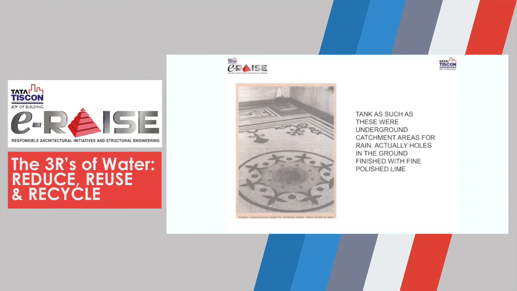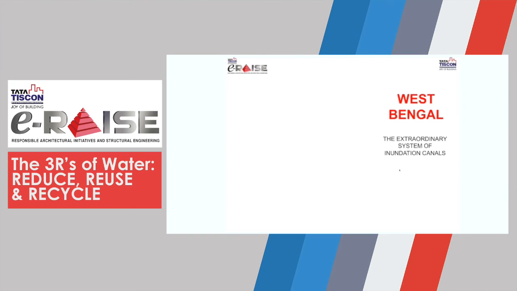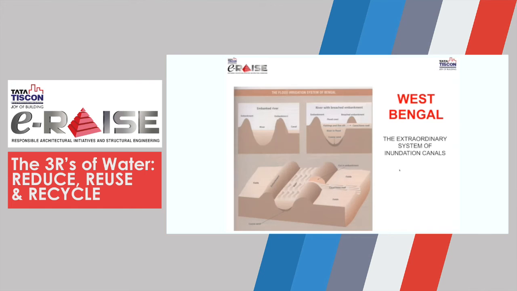These tankas or tanks were underground tankas which were really catchment areas for rain. So whatever little rain they got, they saved it. And in these holes, which were finished with polished lime to keep them clean. And what about West Bengal? West Bengal had so much water, yet they also had their own systems of rainwater harvesting, by which they maintained their water balance very well.